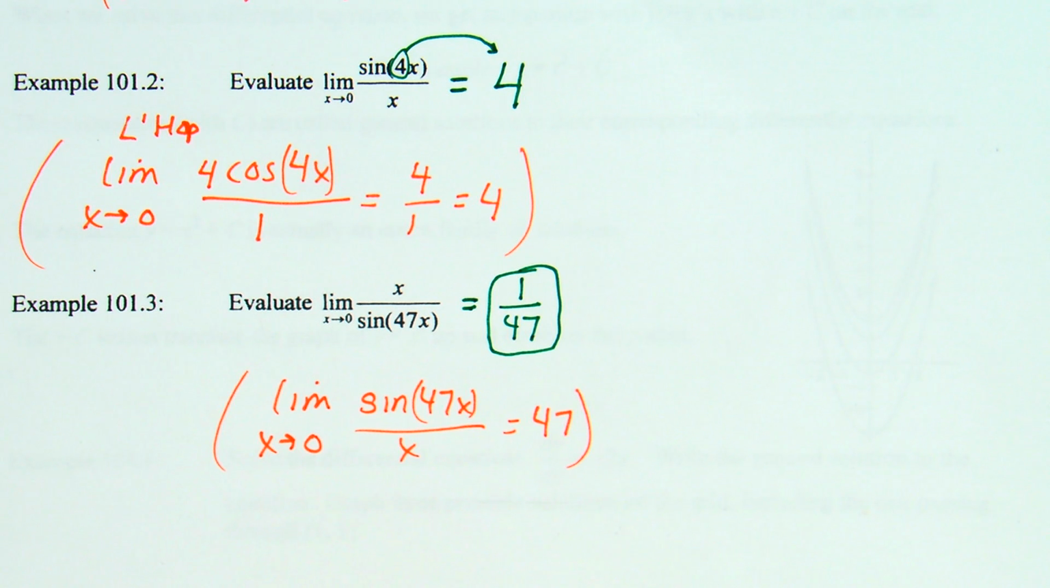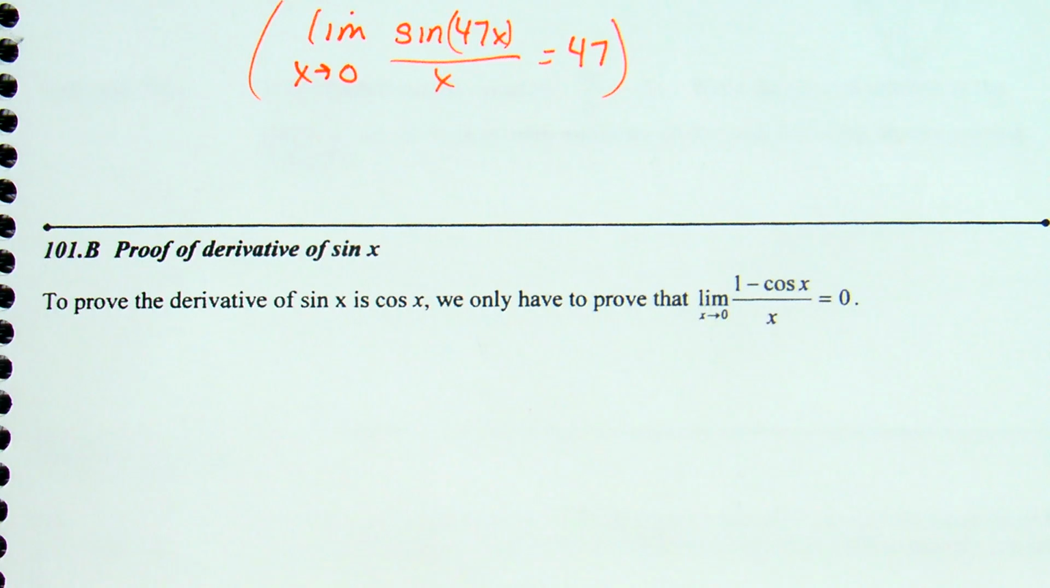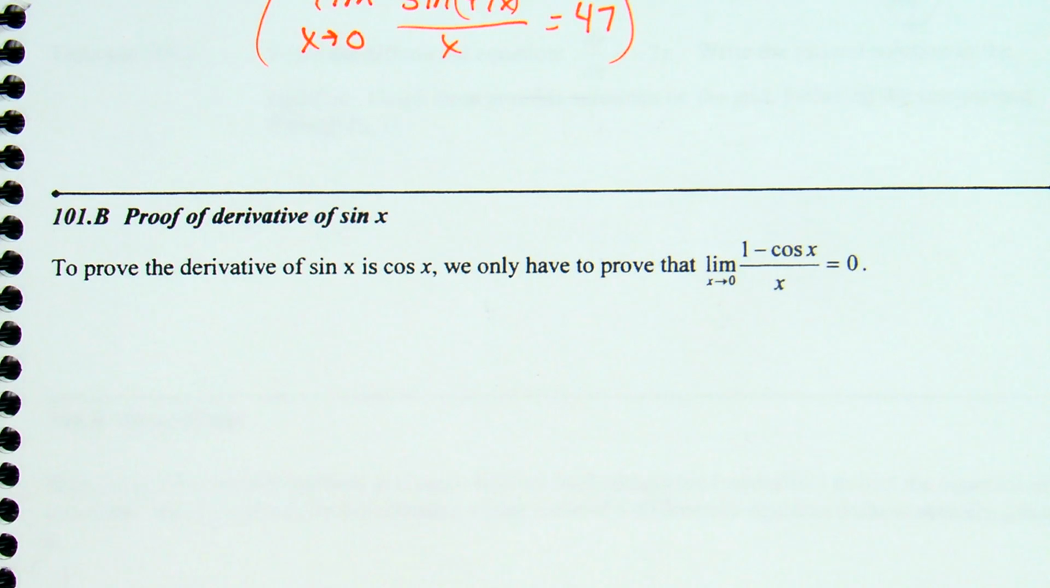Of course you are, right? We're going to prove the derivative of sine x. To prove the derivative of sine x is cosine x, we only have to prove that the limit as x approaches 0 of 1 minus cosine x over x is equal to 0. That's easy. Sure, I'll go with it. Sounds good right now.